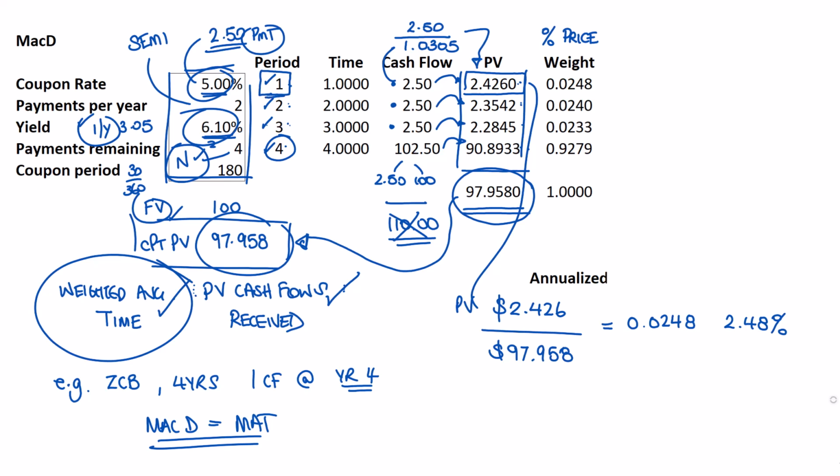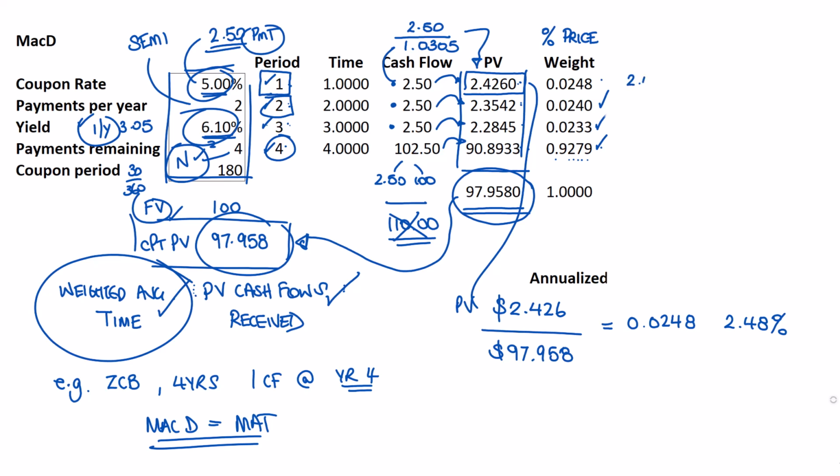Do the same for the cash flow at time 2 and you'll get 0.0240. Do the same at time 3, you'll get 0.0233. And then look at time 4, 0.9279. 92.8% just about of your cash flows come in at maturity. Why? Because this is a non-amortizing bond, just coupon, coupon, coupon, and then all of the principal and the final coupon. Now I have all the information I need to calculate MACD.